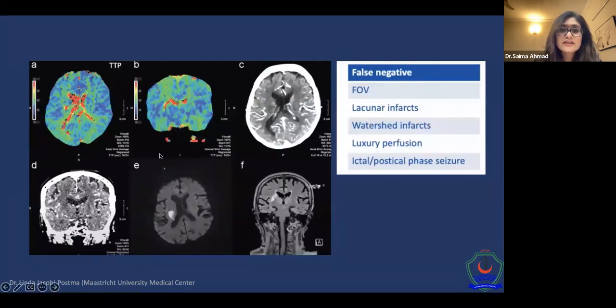You can see that this is a lacunar infarct on the right side. Now, if you first see the CTP, you cannot identify any problem here. But when you diagnose this lacunar infarct and you go back, you can see this place, very small, which could not be diagnosed earlier on the CTP. So lacunar infarcts are very difficult to pick up on CTP.